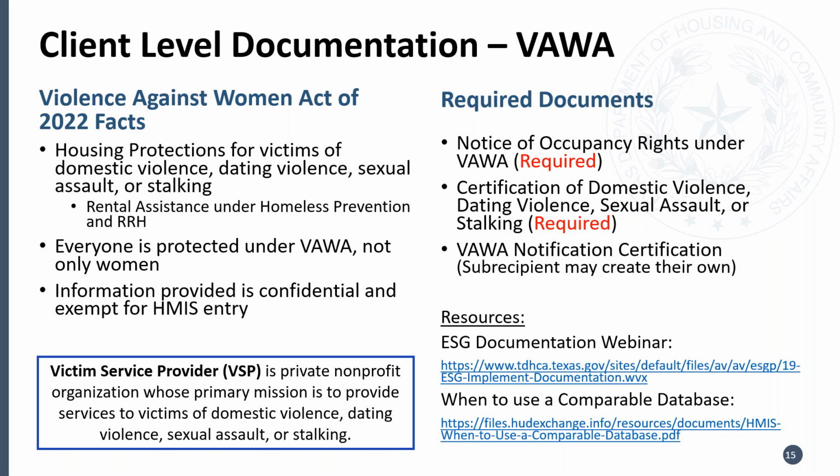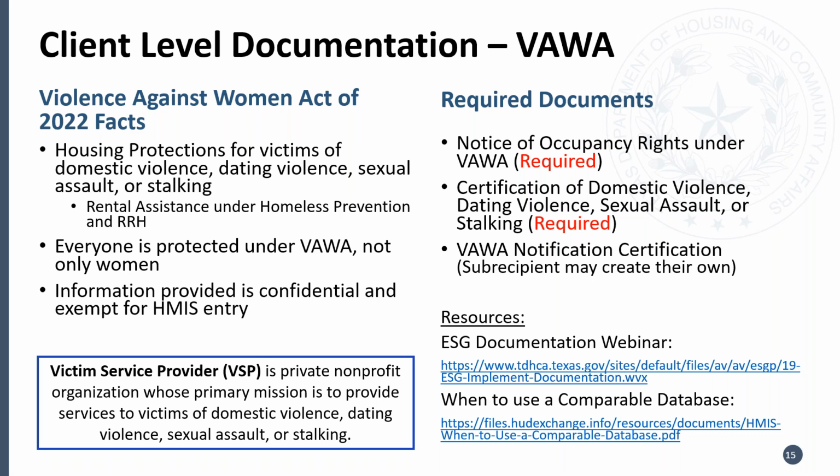It is important to emphasize that anyone can be a victim of domestic violence, dating violence, sexual assault, or stalking, not only women. Any information submitted to an ESG subrecipient in response to a VAWA requirement or provision, including the fact that an individual is a victim of domestic violence, dating violence, sexual assault, or stalking, is confidential information. Therefore, subrecipients cannot enter this confidential information into any shared databases, including but not limited to the Homeless Management Information System, or HMIS.